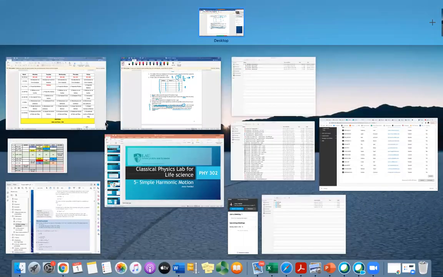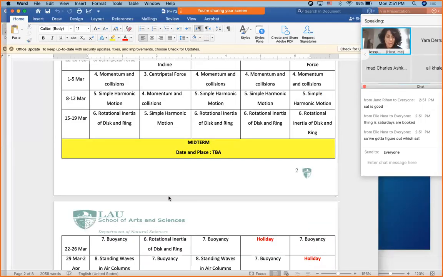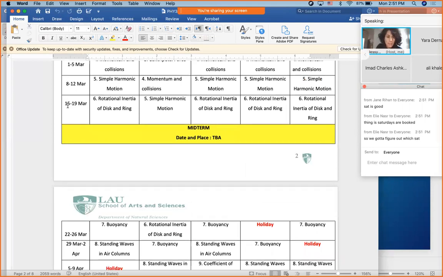Okay, let's see. This is the schedule. It says that it has to be 19, 22. So any time between 15 and 26. When is your physics test date? 27. 27. So you want it to be far from 27. Probably it's gonna be 20. How do you feel if it's on the 20th?